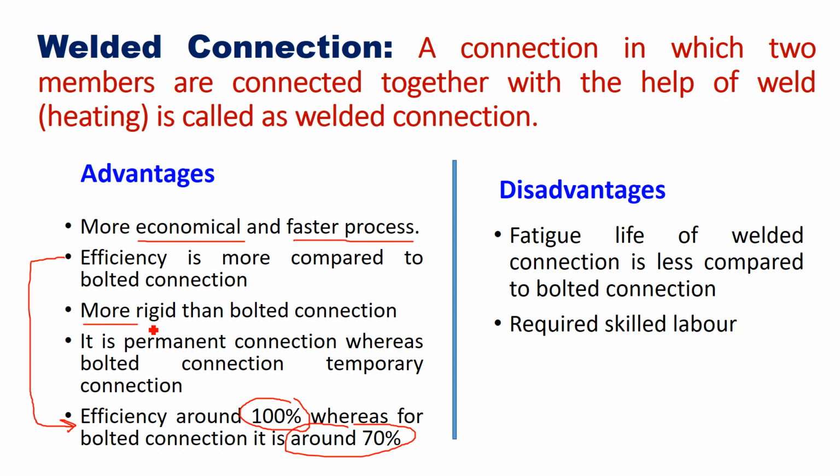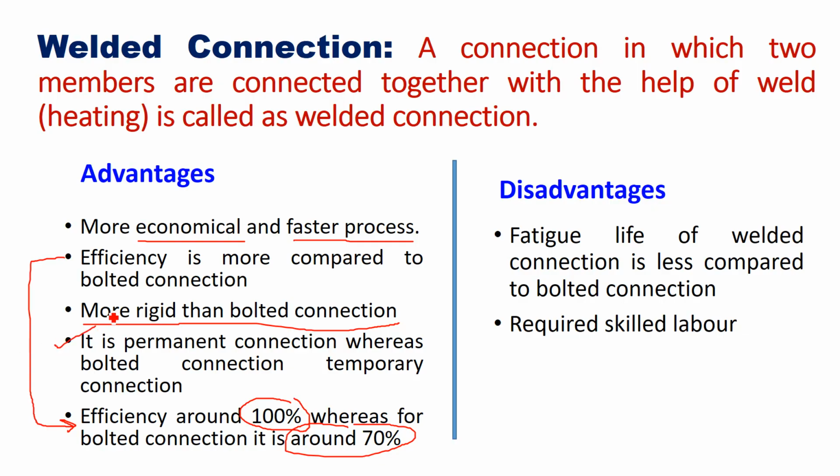Then welded connections are more rigid than the bolted connection. Rigid means once you weld the two members, those members will not move. Whereas in case of bolted connection, movement of the two members is still possible. In case of welded connection, two members cannot move in any direction once you weld them.